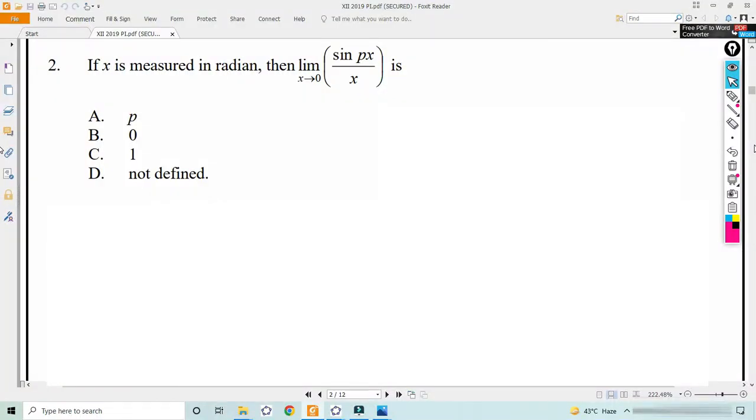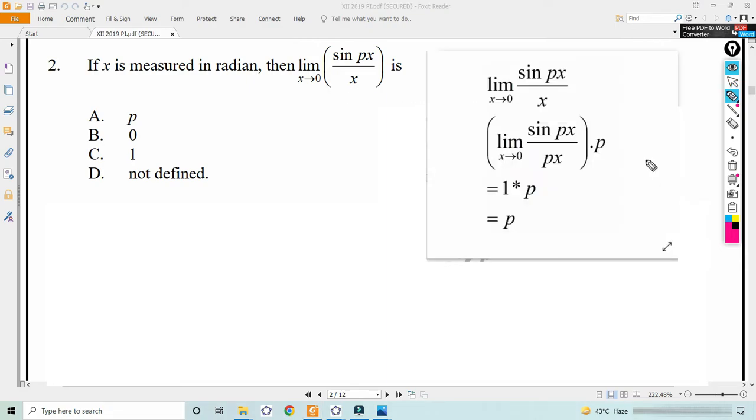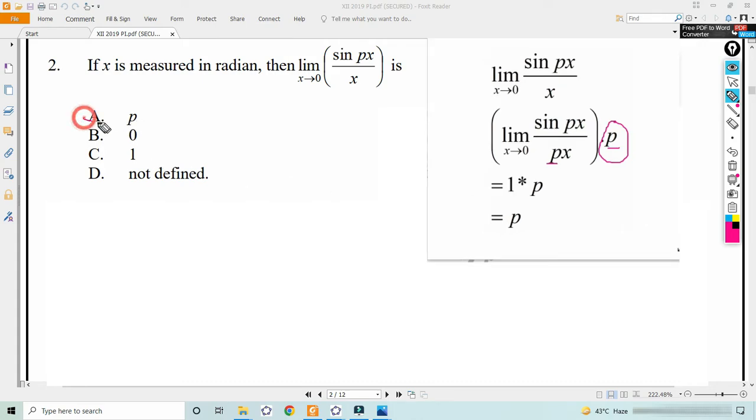In the second MCQ, we have to find the limit of this function when x approaches 0. We know that according to the theorem, sin x upon x when x approaches 0 is always equal to 1. You can check out the video on this theorem whose link is available in the iCard as well as in the description of this video. Now in order to apply the theorem, we have to multiply and divide by p, and then applying the limit we will have p as the answer. So the key to MCQ number 2 is A.